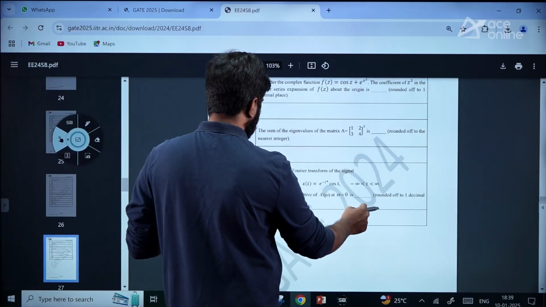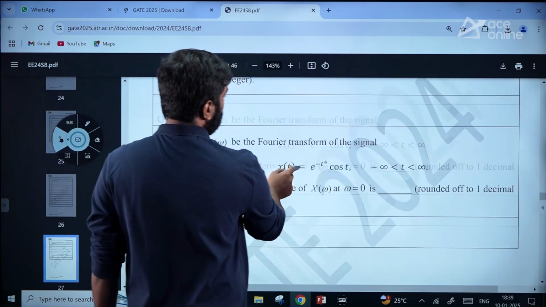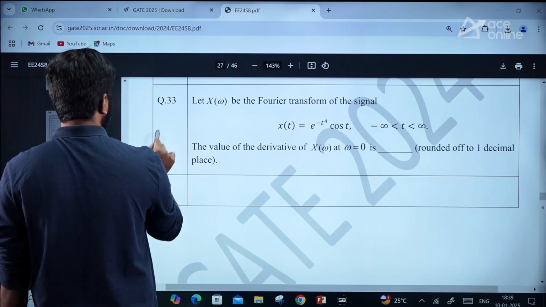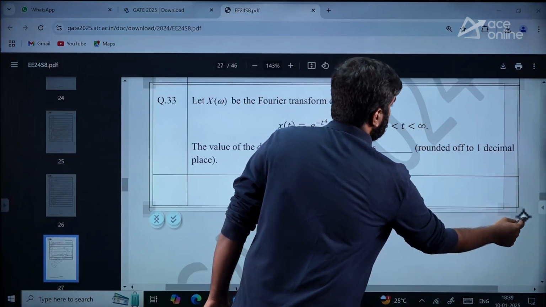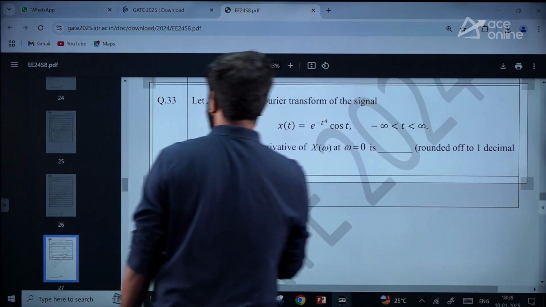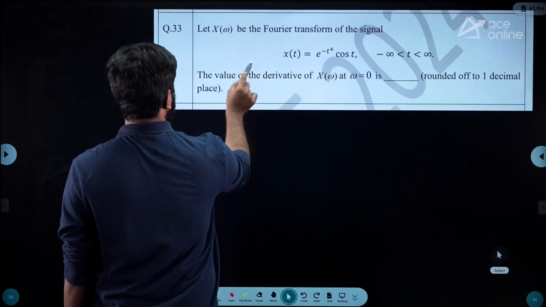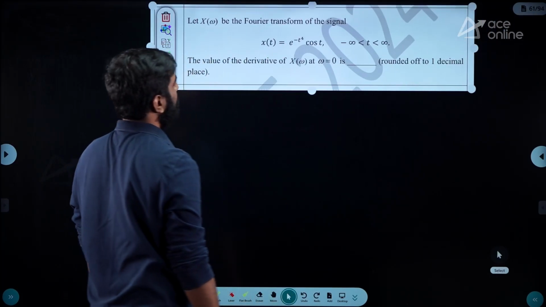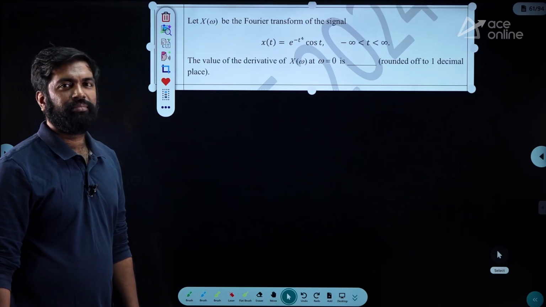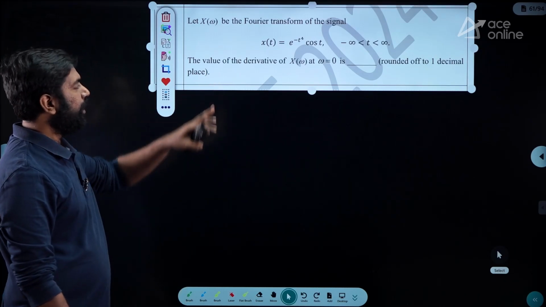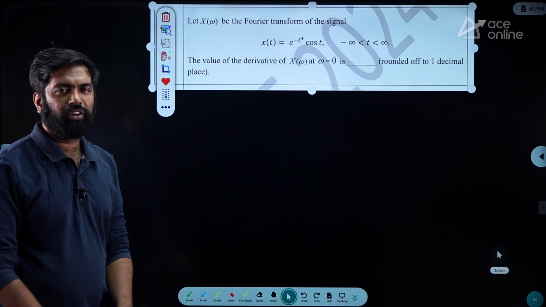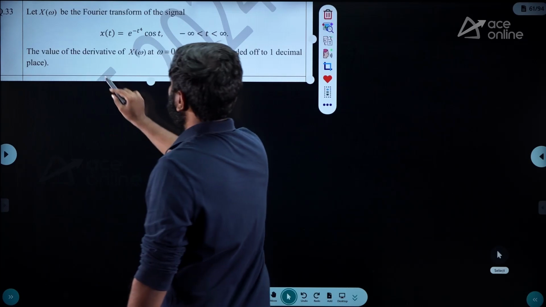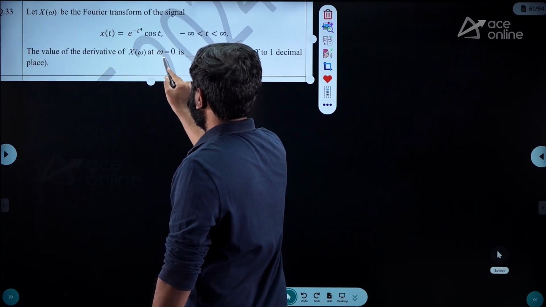So this was the interesting problem. It's like a trap, you know. They'll frighten you with expressions like this. Question number 33 means it's a 1 mark problem. This is your electrical paper. I have never seen a function called e power minus t power 4 cos t. Some students, just by looking at that expression, e power minus t power 4 cos t, they are gone. They say, I don't want to solve this problem. What are they asking? The value of the derivative of X of omega at omega equal to 0.